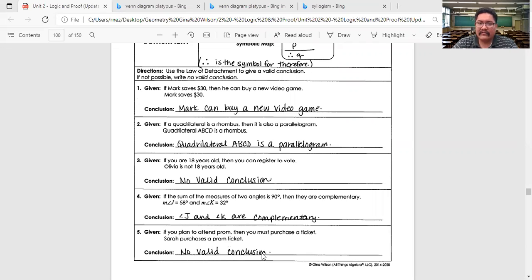The inverse and the converse and the negation don't work out the same way. So in this case, it's not a valid conclusion. And if we ask ourselves, does it make sense? Okay, so just because she purchased a ticket, does that mean she will go? No, I mean, she could buy a ticket. Maybe she bought it for somebody else. So if she bought it for somebody else, then she's not going, because we don't have enough information to know if she is definitely going.